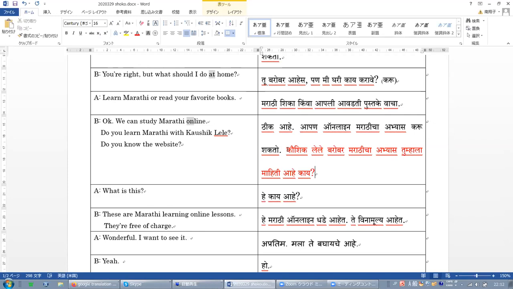With respect, shikataka. Okay, so to Kaushik barobar Marathi shikteska. So if I say this in a formal way, should I say tumhi instead of using to? Yes. Tumhi Kaushik barobar Marathi shikata ka. Okay.